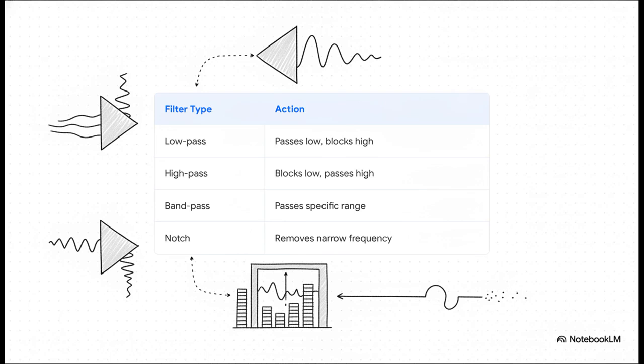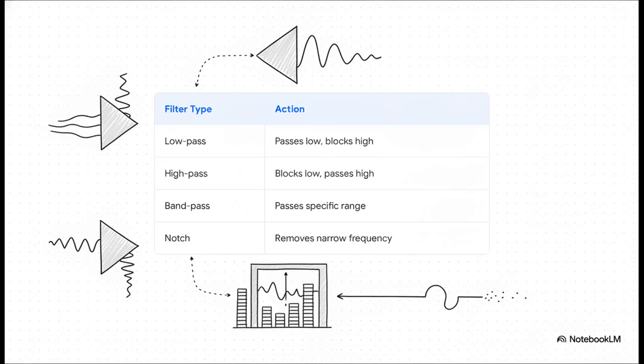First up, we have the low-pass filter. Just like it sounds, it allows the low frequencies to pass on through while blocking all the high frequencies above a certain cutoff point. Then you have the high-pass filter, which does the exact opposite, blocks the lows, lets the highs through. Pretty straightforward. Then we get to the band-pass filter. This one is a bit more selective.